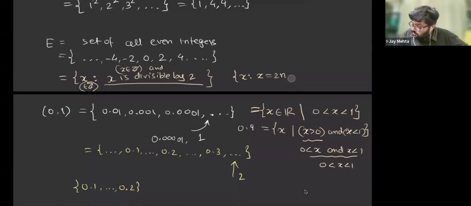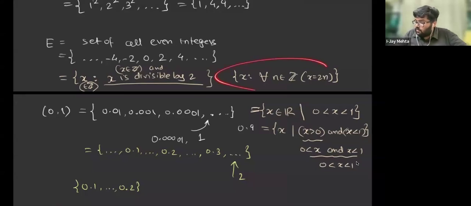Okay. So let me write, in terms of quantifiers, for all n in Z, x equals 2n. Okay. Another way is this. But before that, how many of you agree with this? Somebody says no. Tanya?